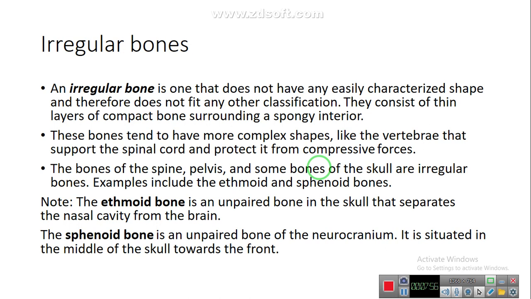Examples include the ethmoid bone and the sphenoid bone. What is the ethmoid bone? The ethmoid bone is an unpaired bone in the skull that separates the nasal cavity from the brain. And the sphenoid bone is an unpaired bone of the neurocranium, and it is situated in the middle of the skull towards the front.